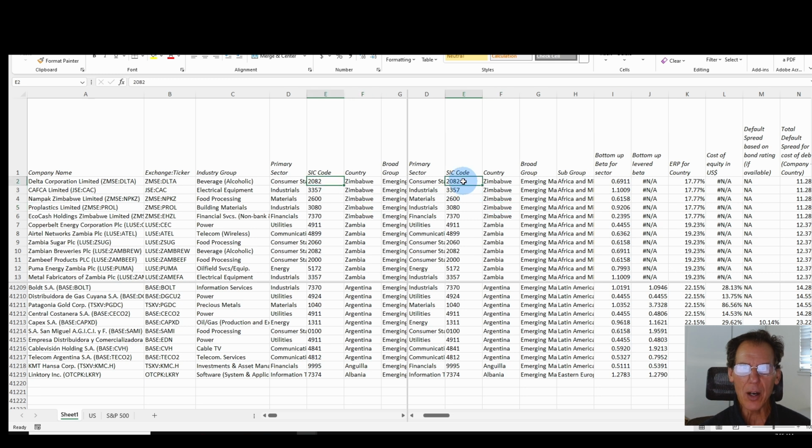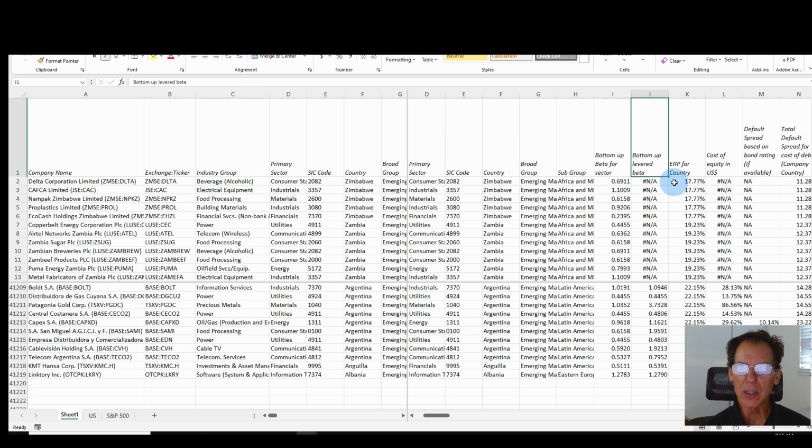Here's your SIC code. And then you have your primary sectors. So here's your consumer staples. This would be your GICS code. And then you have your industry groups. This is how much it's breaking down. Then we're going to look at, this is just some of the stuff that's available.